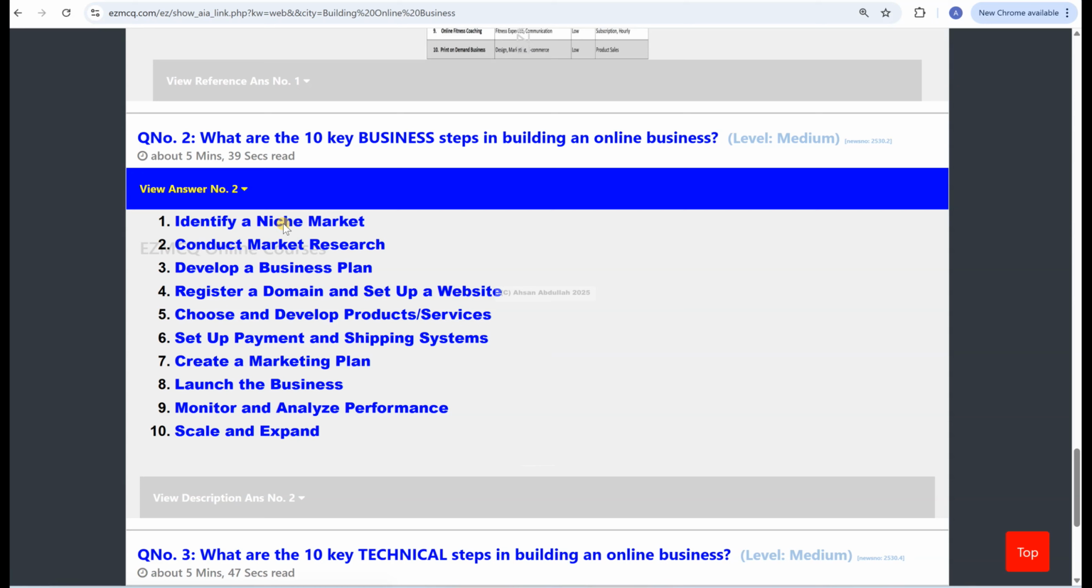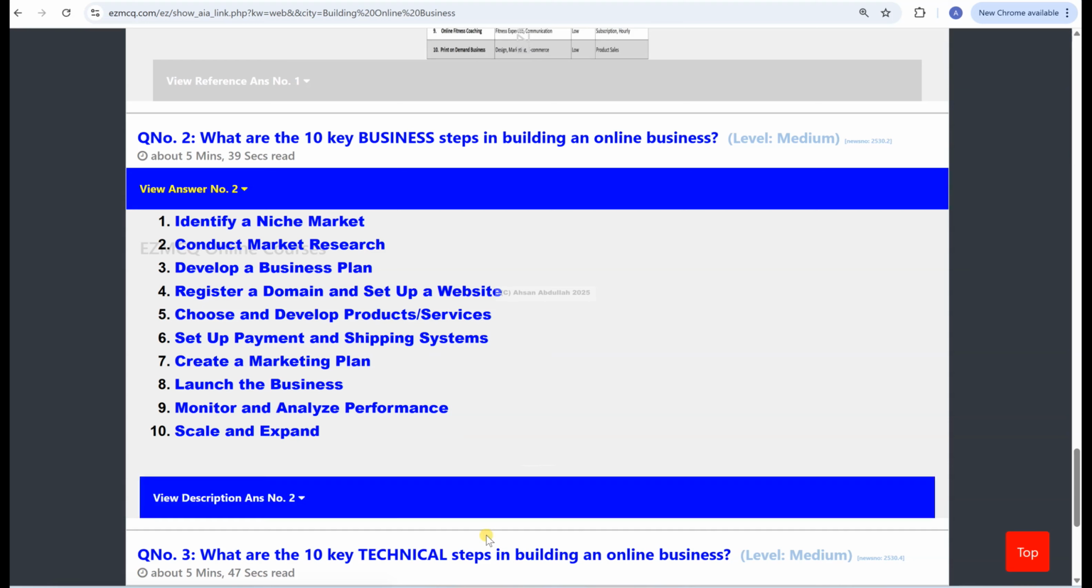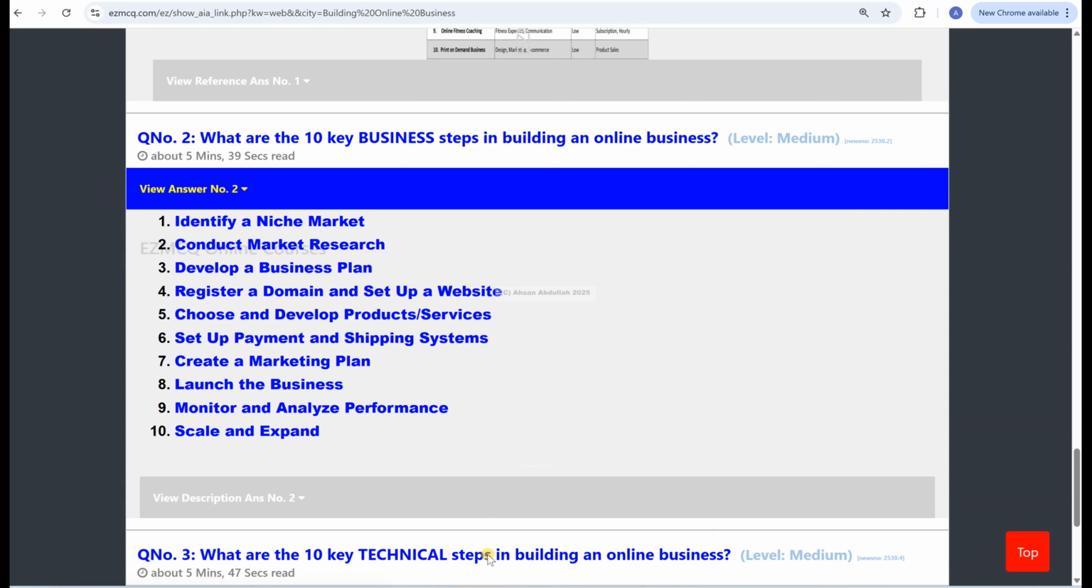And conduct market research. These are the business aspects, and the next question is the technical aspects. You need to translate all of this into technical steps and then develop an application. That's the objective. Conduct market research: what's happening in the market, are there any competitors, and if there are, what are they doing, what are they charging, what's the model? So you develop your business plan, how you're going to go about it.